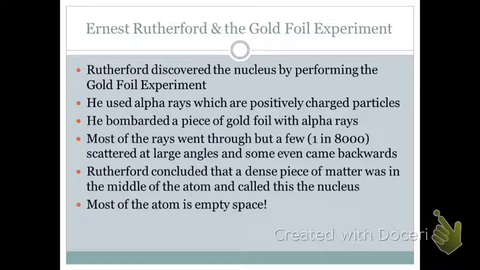Most of the rays went through, but a few, 1 in every 8,000, scattered at large angles and even came backwards. Rutherford concluded that there was something really hard in the middle of the atom that was causing these alpha rays to bounce back, and he called this the nucleus. The fact that only 1 in every 8,000 came back proved to Rutherford that most of the atom is actually empty space. Think about that, your empty space.